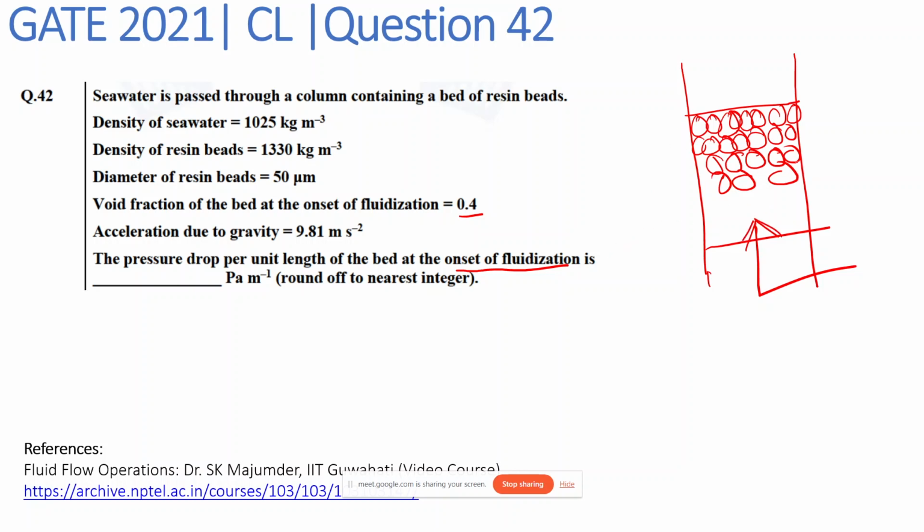We can also be asked to find the minimum fluidization velocity, that is V_mf, or delta P by L. This flow through the packed bed is governed by Ergun's equation, which is basically used to find the pressure drop across the bed for different scenarios, and it accounts for kinetic losses. This pressure drop will be the sum of two terms: the viscous term plus the kinetic term.